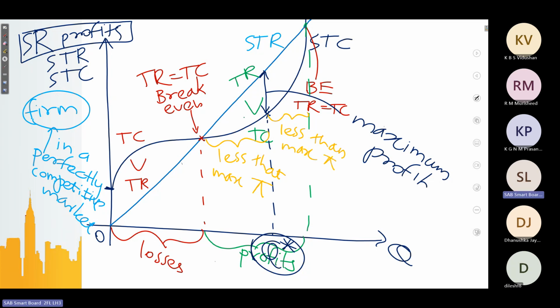This is the maximum profit the firm is earning, and that maximum profit is earned at Q star level of output. Q star level of output is called the profit maximizing output level.